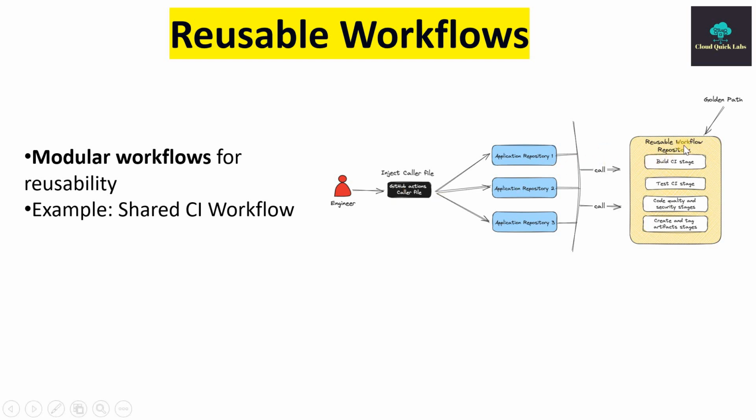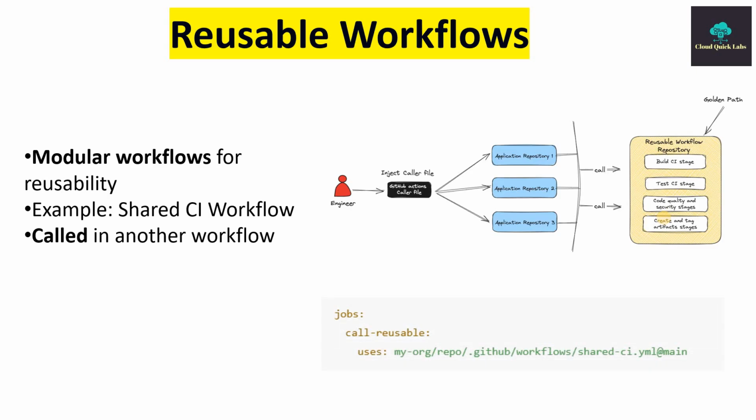That's where you see the reusable workflow repository, like building a CI stage, testing the CI stage, whatever you want. There is a repeated activity that you want to be reused. That is where you declare a particular file for that. That particular workflow file is referenced in the caller workflow. That is actually called shared CI workflows, right? Called in another workflow. So very simple, something like this.